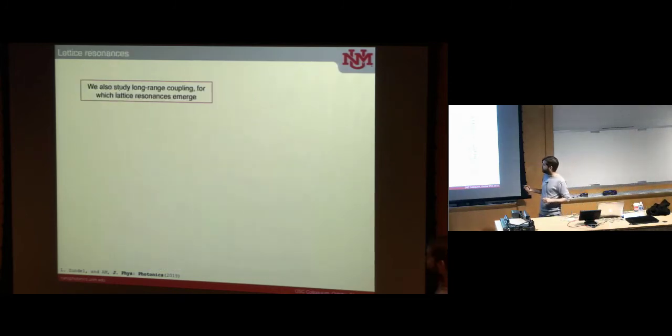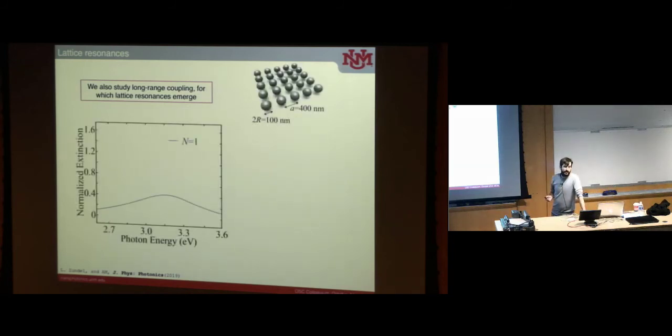Now, what I showed you is for this short range coupling, where particles are closer than the wavelength, but what if we go to the limit in which we have lattice resonances? Well, now everything is much more complicated, because those lattice resonances are a collective effect, and therefore they are going to be much more sensitive to the fact that you don't have an infinite array. So here is what we get when we separate the particles by 400 nanometers. This is for one particle, and this is for the infinite array. This is a nice lattice resonance.